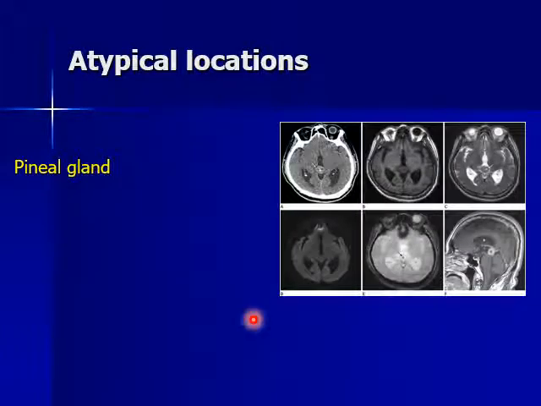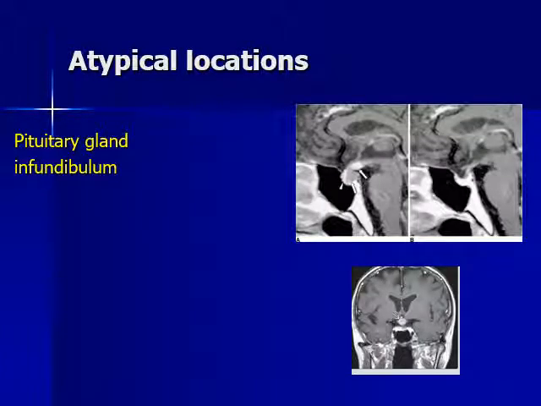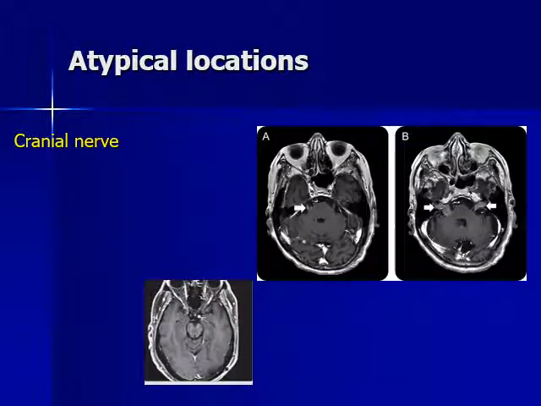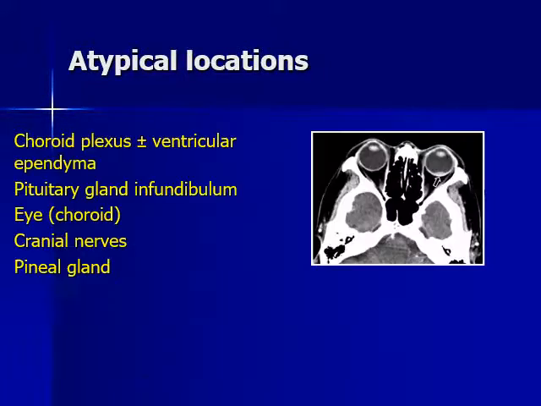It can affect the pineal region. It can affect the sella, especially the stalk or the pituitary gland itself. It can affect cranial nerves as a part of leptomeningeal spread. And it can be seen intraocular. So if you are examining a patient with metastatic disease, put in mind to look at the eye globes. Many times you will find a lesion inside the eye globe along the choroid, and this will represent metastasis.